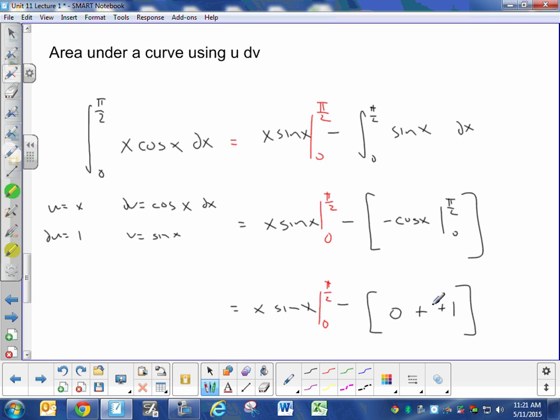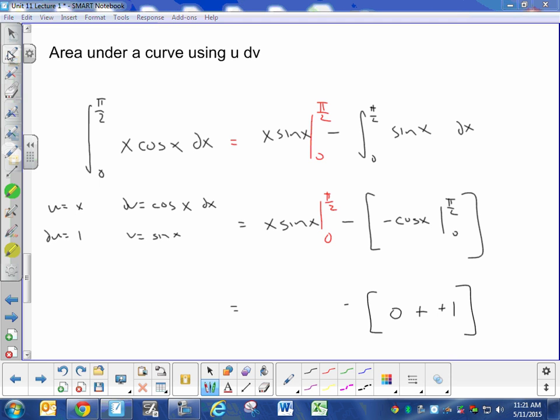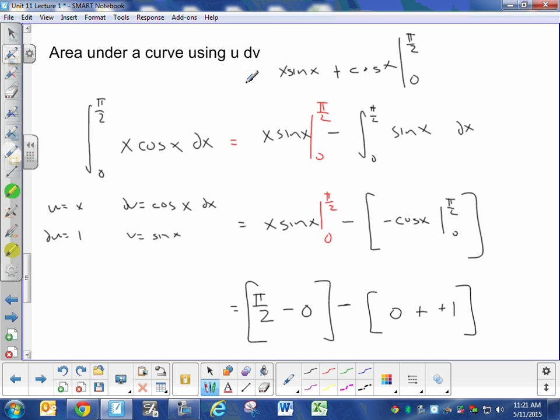It's this, and I can write this, or you could have, what's the change in x sine x? Well, sine of pi over 2 is pi over 2, and then sine of 0 is 0. So it's either written out like this, so pi over 2 minus 1, or if you wanted to, you could write it as the antiderivative of x sine x plus cos x, that being the correct antiderivative, and find the change in that. You see what I'm saying?